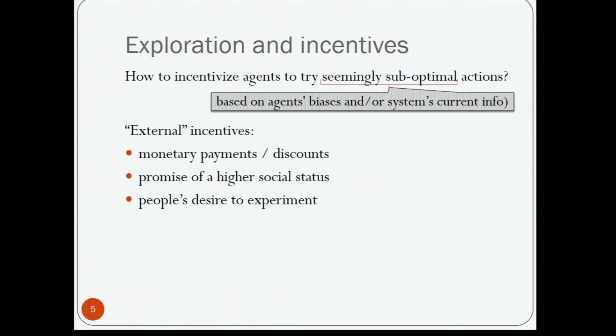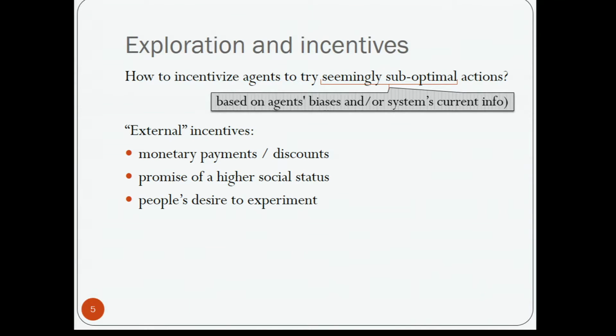There is a lot of prior work on trying to do that in practice in several different ways. One could offer payments to potential patients to participate in a medical trial, for example, or one could offer merit badges, a promise of a higher social status, to people who leave high-quality reviews on something that needs to be reviewed. Or there may be hope to just free ride on people's desire to experiment. Some people just like experimenting.